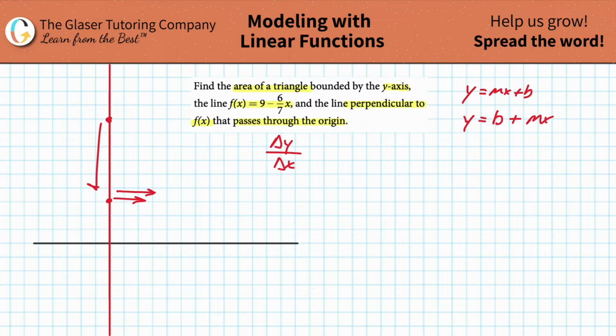So now I have to go out 7 spots: 1, 2, 3, 4, 5, 6, 7. And here's my point. You can draw your line now. What I'm going to do is count downwards another 6: 1, 2, 3, 4, 5, 6, and then go over 7: 1, 2, 3, 4, 5, 6, 7. So somewhere over there. Okay, so this looks like the line that's going to be created.